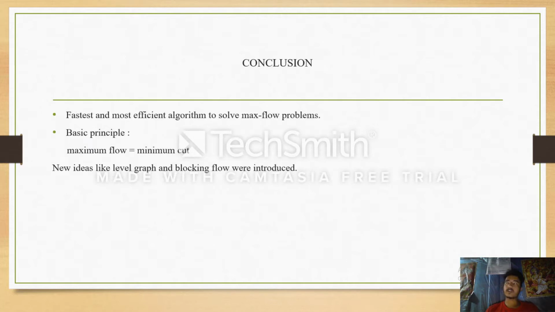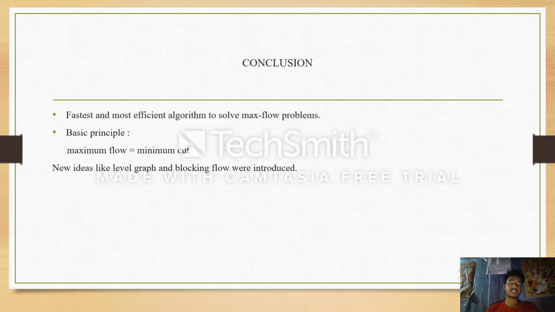So to conclude, Dinic's algorithm is the fastest, most reliable and efficient algorithm to solve max flow problems. The basic principle of this algorithm is that maximum flow is equal to minimum cut. So what does minimum cut mean? The minimum cut means bottleneck capacity. The bottleneck capacity means the smallest value along the vertices that are traveled.